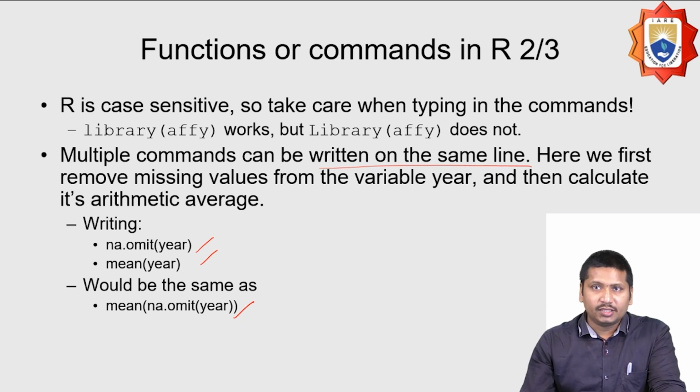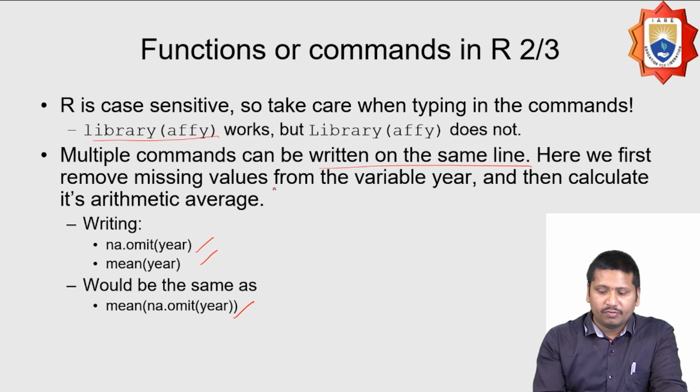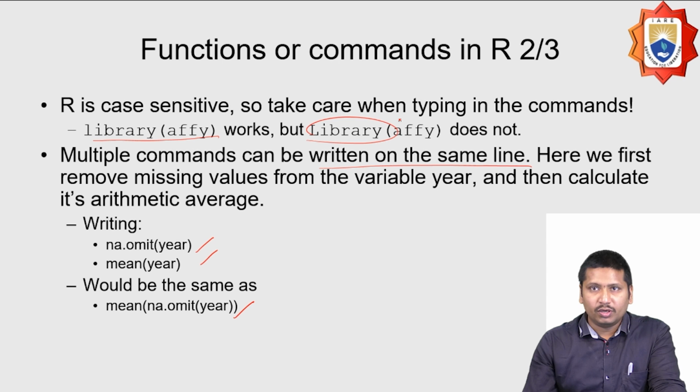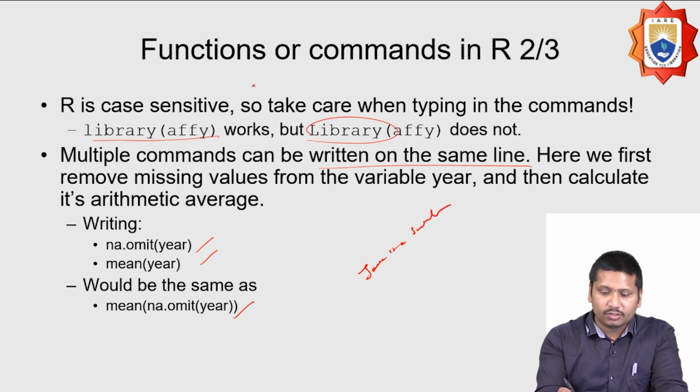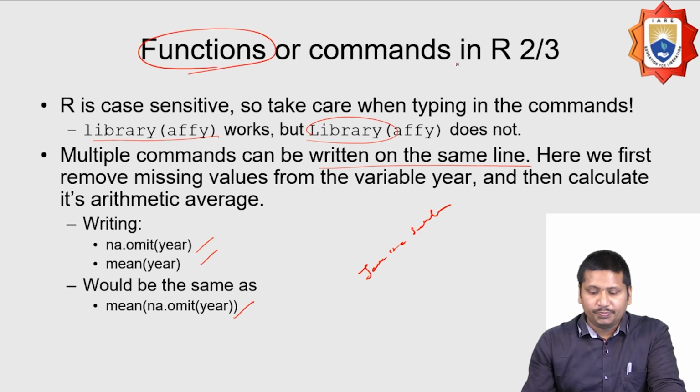So R is a case sensitive language. So in typing the command, suppose I want to write library, how can I write it? If I write it with a capital L like this, it should not work. So case sensitivity is very important. Java is also a case sensitive language, and Python is also case sensitive, except in the case of the functions here. So multiple commands can be written on the same line.